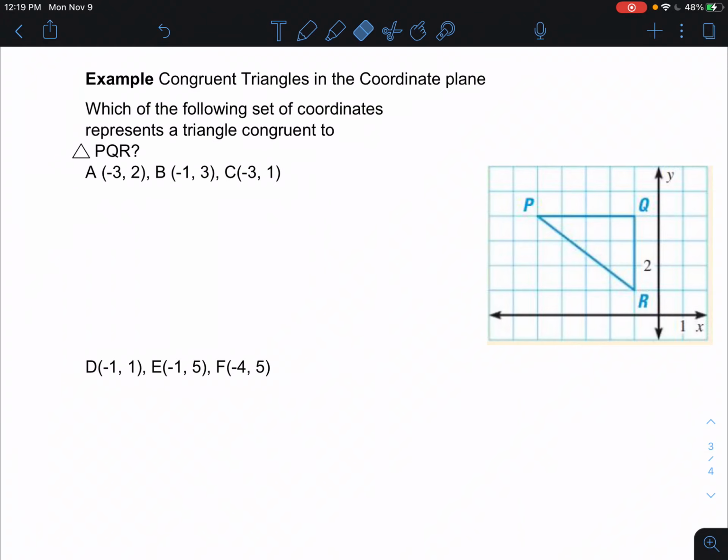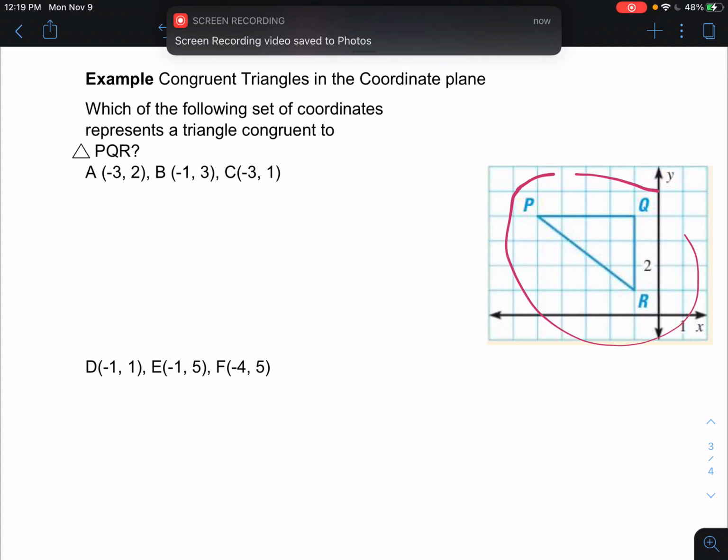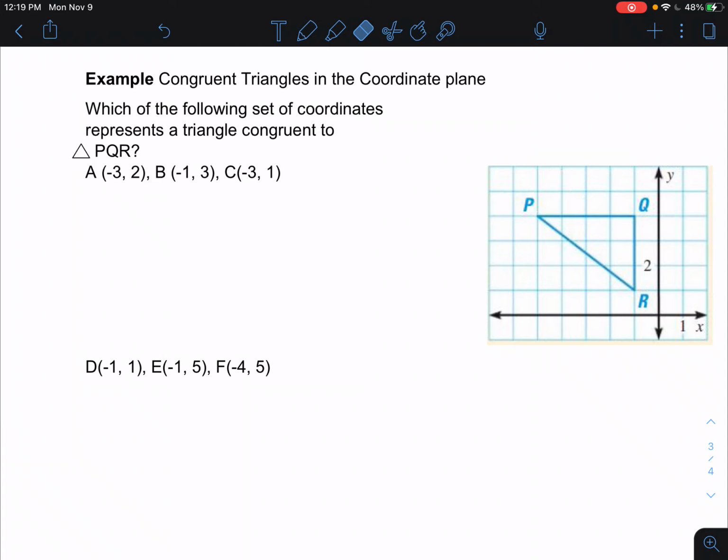Okay, moving on to determining if two triangles are congruent given one on a coordinate plane and the coordinates of another set. So it's asking us, are the two triangles congruent to PQR? So let's look at triangle ABC here. We're going to try to find distances between these points and see if it matches up with the distances between these points. So first, let's start by finding the distances or the side lengths of triangle PQR.